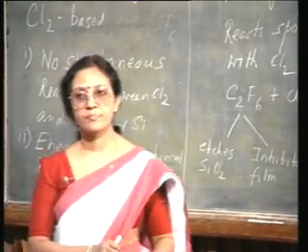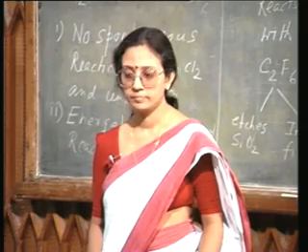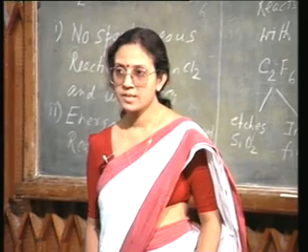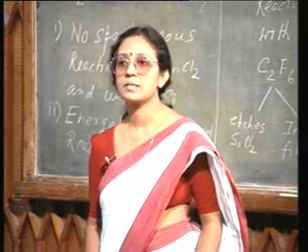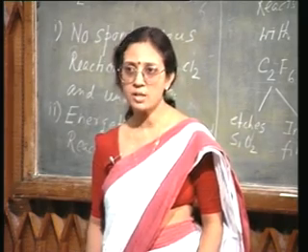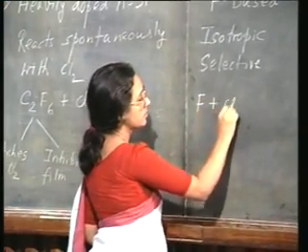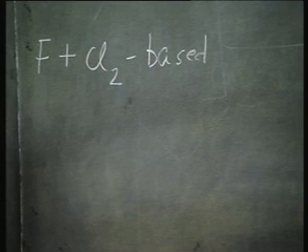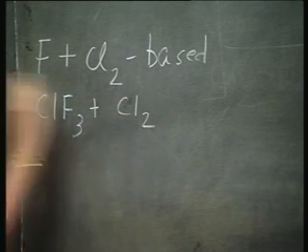You can of course play with a combination of chlorine and fluorine. In that case, usually ClF3 and chlorine, ClF3 and Cl2, these are used as the feed gas. That is, the feed gas has two constituents, one is chlorine, the other is ClF3. So, I can have a fluorine plus chlorine based etching. Feed gas is going to be ClF3 plus Cl2.